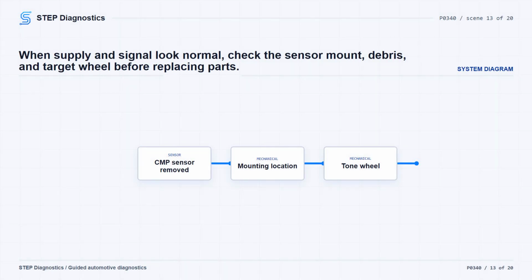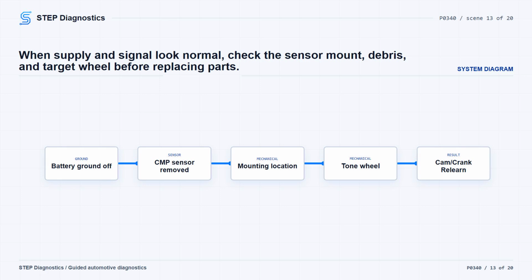With the battery ground cable disconnected, remove the CMP sensor. Inspect the sensor mounting location for damage and foreign material. Rotate the engine and, if possible, inspect the target wheel for damage. If you find mounting damage, debris, or target wheel damage, repair the mounting issue, or repair or replace the tone wheel or pulse ring as needed.